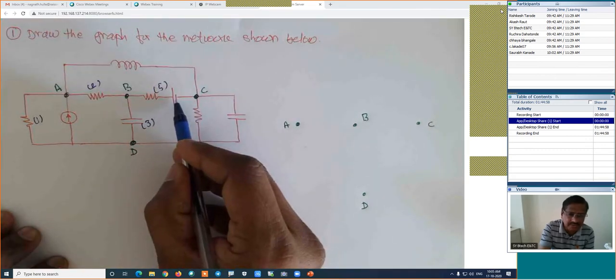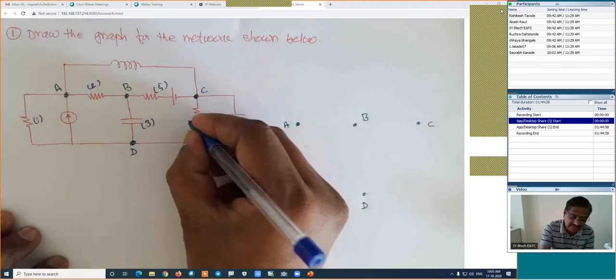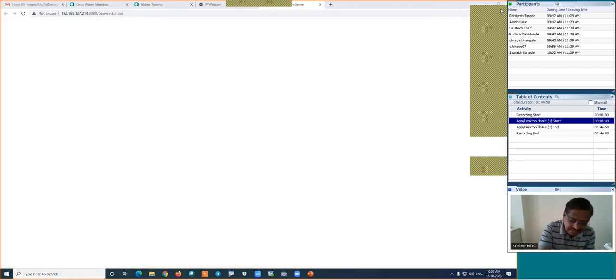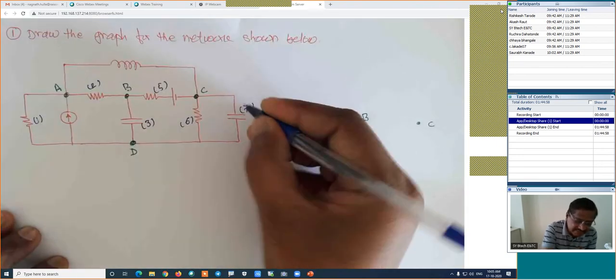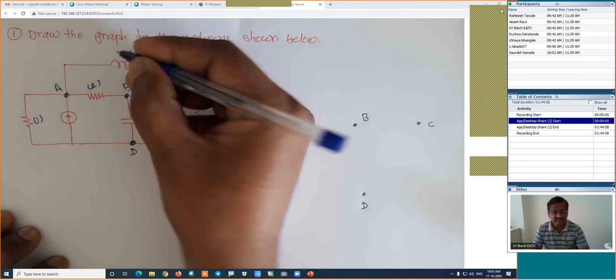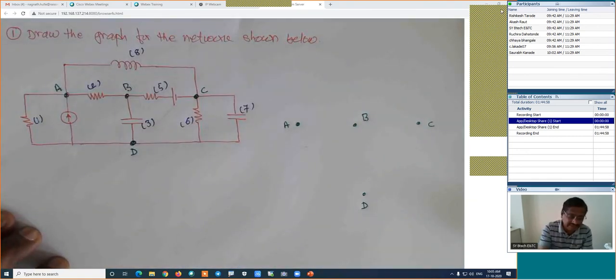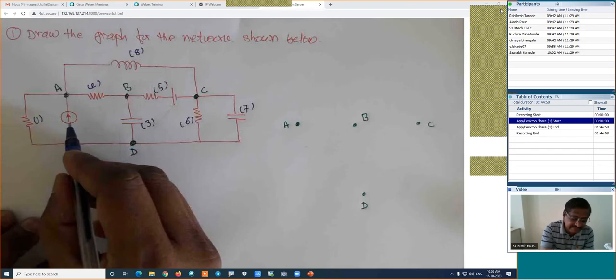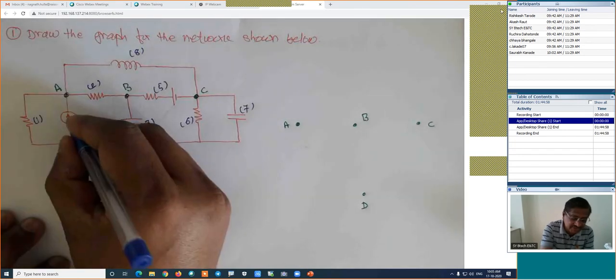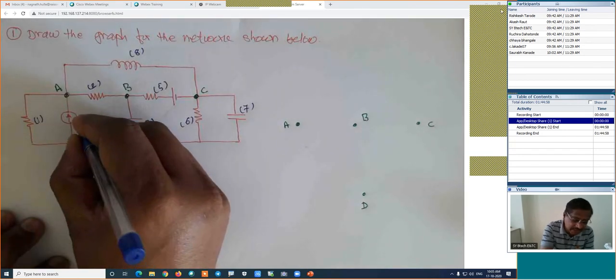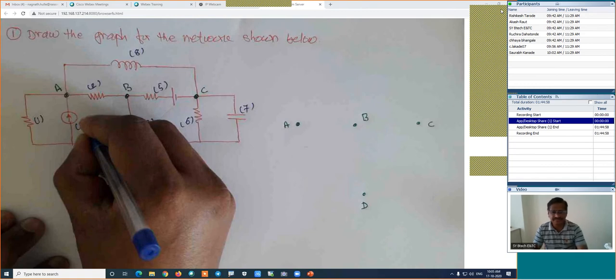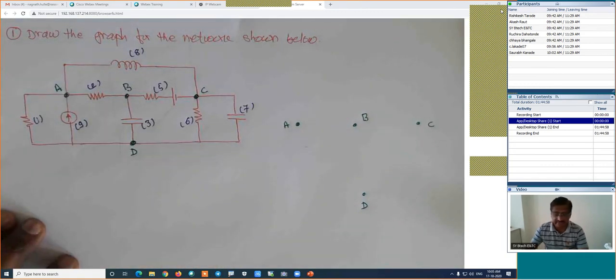It will be replaced by its internal resistance. Is it right? This is branch number 6, this is branch number 7, and finally it is branch number 8. Is it right? And I am not giving any name to this current source branch, otherwise we can give it, but we will not consider this branch in the graph. That is the philosophy.